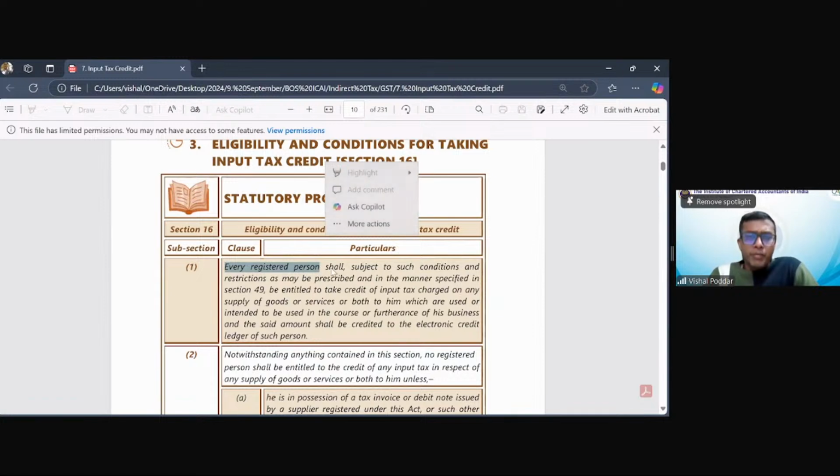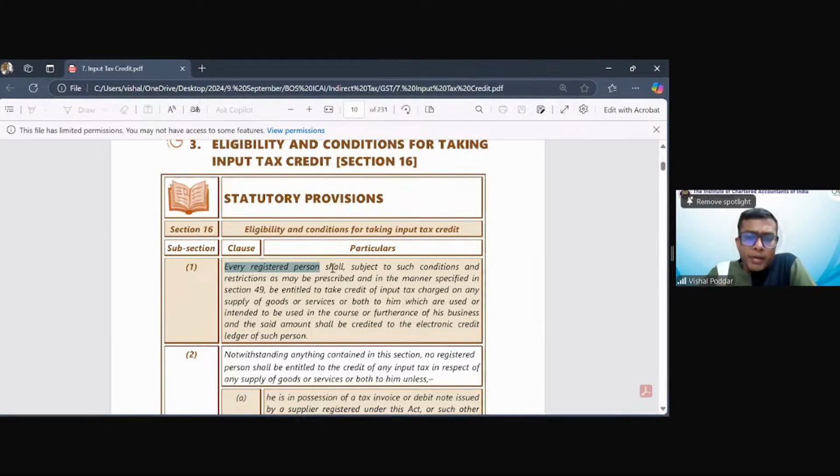So what it says, every registered person shall, subject to conditions and restrictions as may be prescribed. Again, whenever the law says prescribed, it means prescribed by rules. So subject to certain conditions which may be prescribed and in the manner specified in section 49. So the main sections are 16, 17, 18, but we have connecting sections. What they are, we will see. So the manner of taking the credit is given in 49.